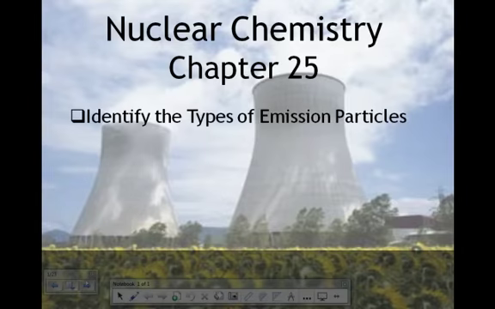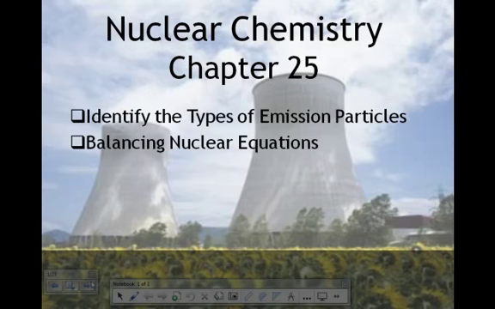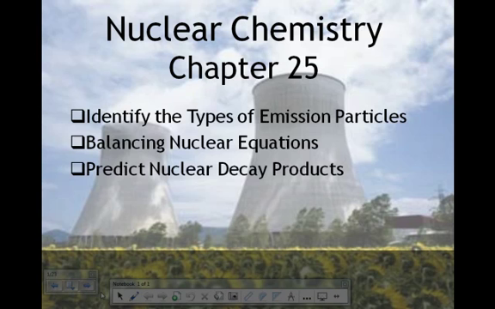Nuclear chemistry is all about identifying the types of emission particles from nuclear reactions and balancing a nuclear equation, which is super easy. Compared to what you've been doing, you're going to like it. It's a piece of cake. We'll also predict the nuclear decay products once we know how reactions occur.